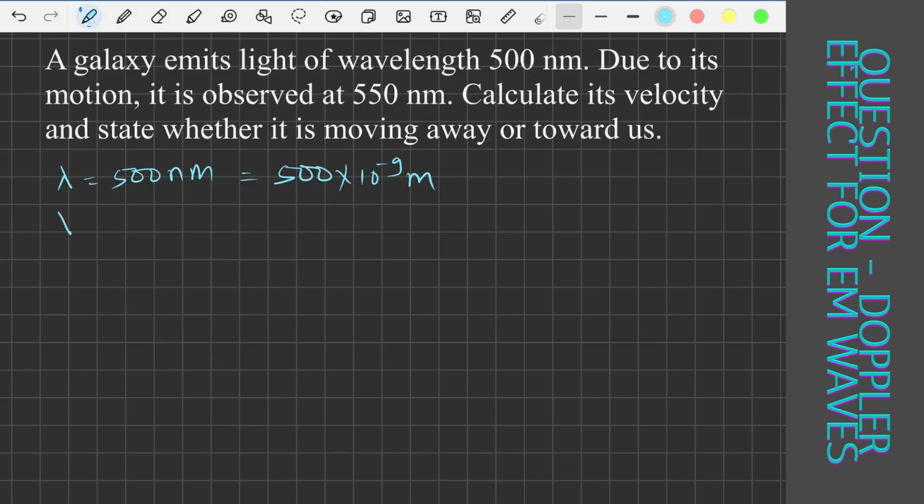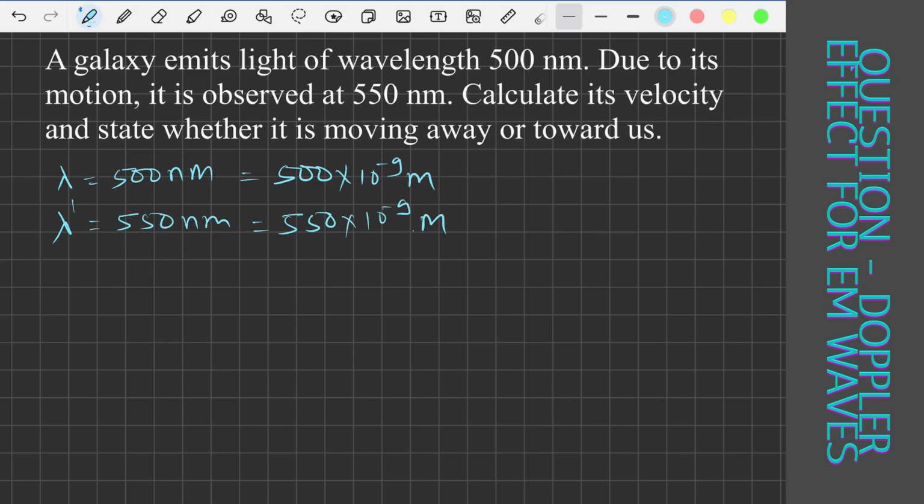So observed wavelength lambda dash is equal to 550 nanometer, which can be written as 550 into 10 power minus 9 meter. Calculate its velocity and its state, whether it is moving away or towards us.